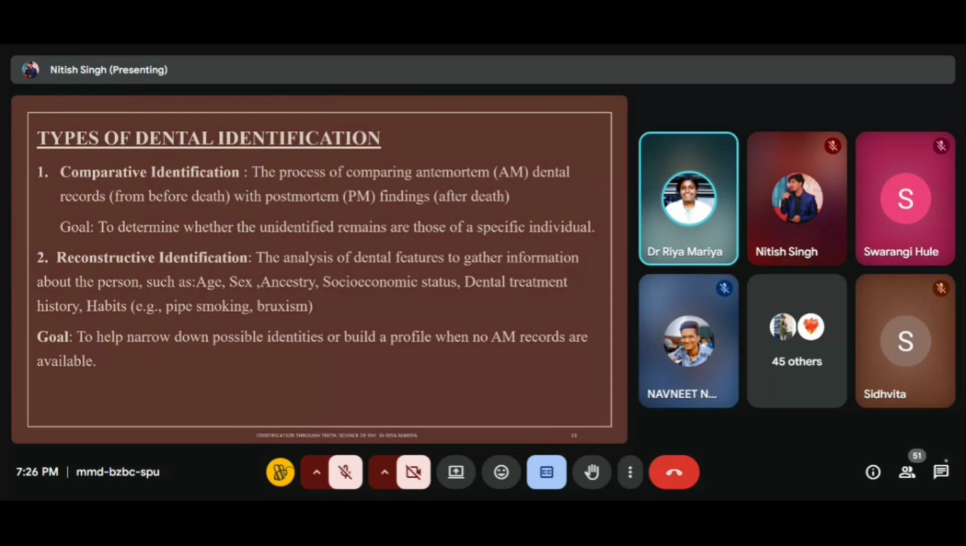The second type is reconstructive identification. If no antemortem records are available, then we have to solely analyze dental features to predict age, sex, ancestry, socioeconomic status and dental treatment. For example, age estimation: if we get a tooth, or a jaw containing teeth, we can do age estimation methods. Radiographic methods, morphological methods and histological methods are there. So we can estimate the age.